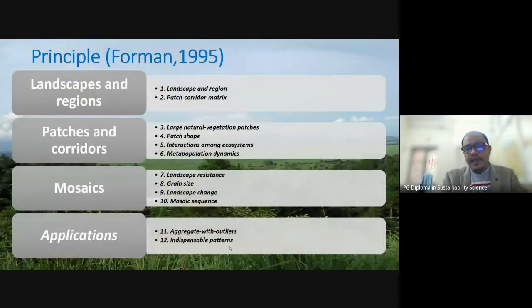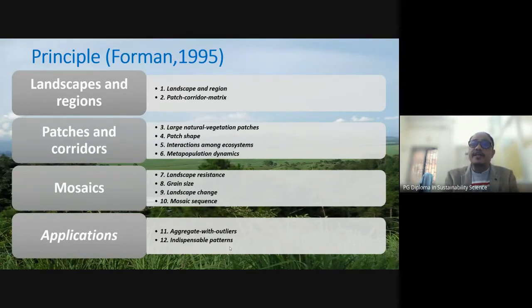So I assume that most of us have learned this in the study material, but for a quick look, there are 12 principles under 4 categories, proposed by Forman in 1995 when trying to understand landscape ecology. Under the category of landscape and region, the first principle is landscape and region. Every region has a different landscape. If you look into northeastern India, you will see a different landscape structure, and region-wise also we have different landscape structures. In the coastal area, they have a different landscape structure.